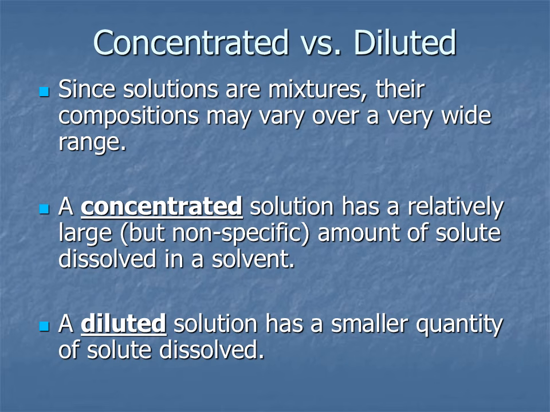Okay, so we have concentrated versus diluted. A concentrated solution has a large amount of solute dissolved, and a diluted solution has a small amount dissolved. So if you took like 10 drink packets and you put them in your one water bottle, that would be a concentrated solution. If you took just a little bit of a drink packet and you poured it in your water bottle, that would be diluted. So concentrated would be lots of drink mix, and dilute would be not a lot of drink mix.